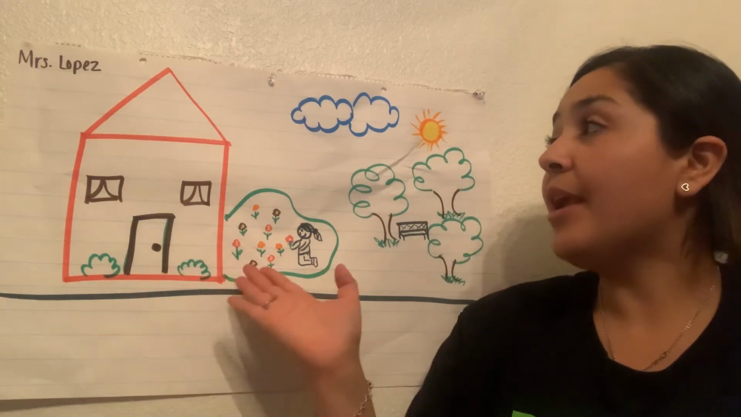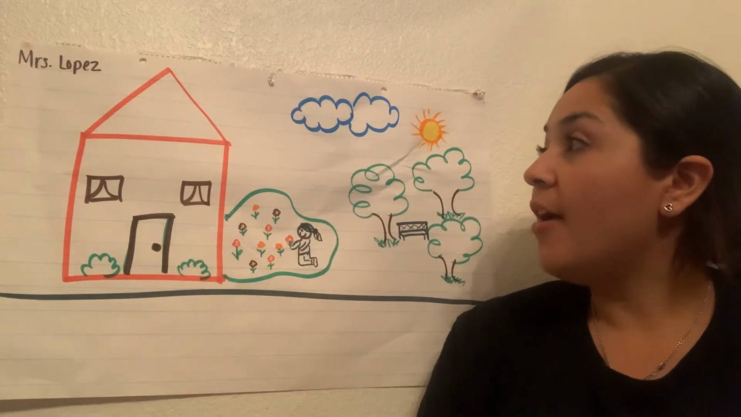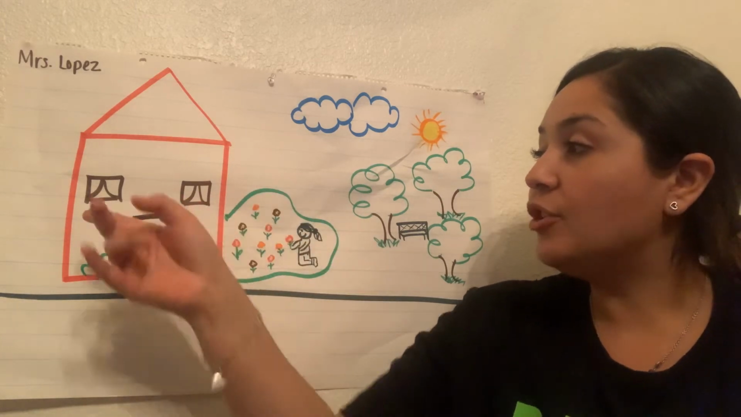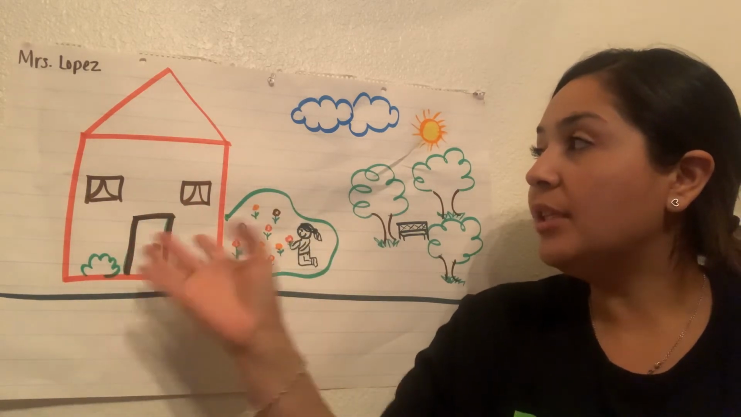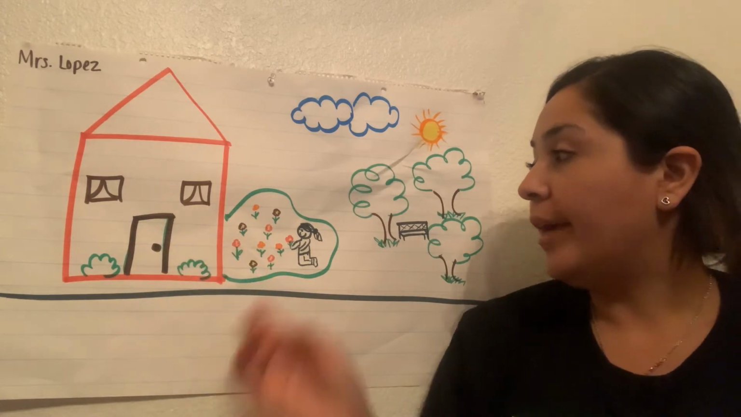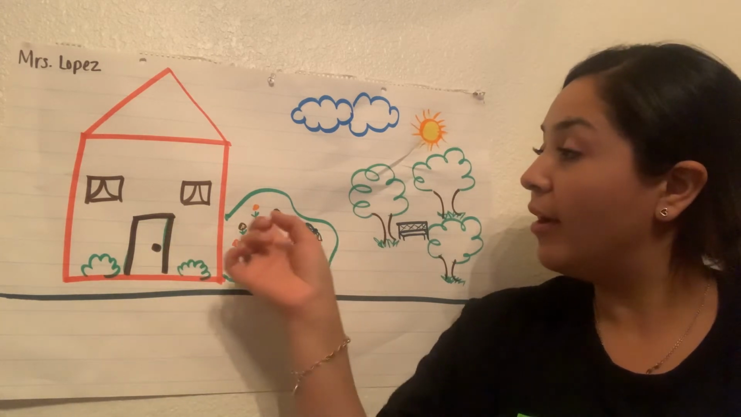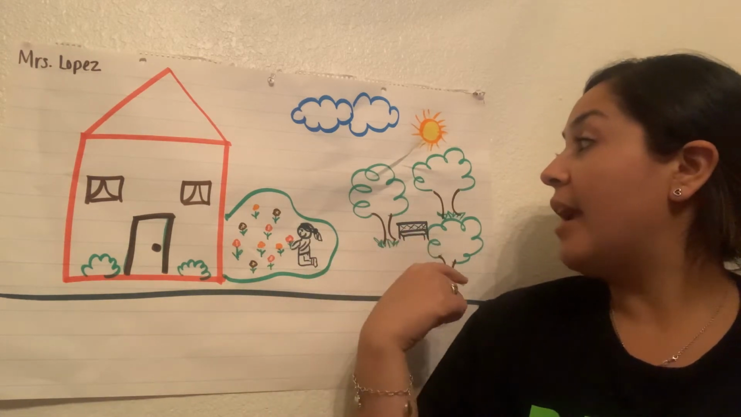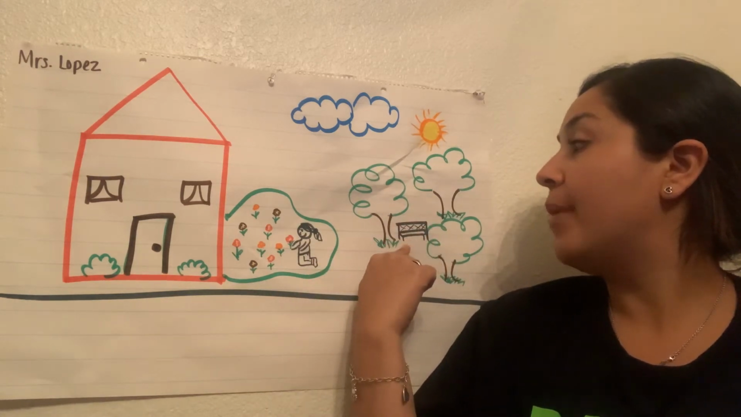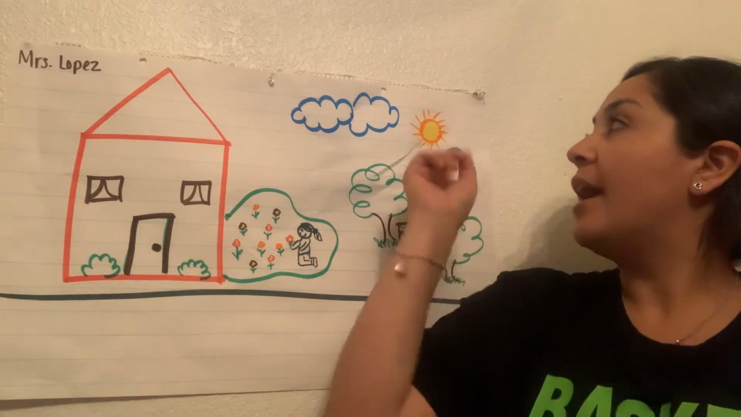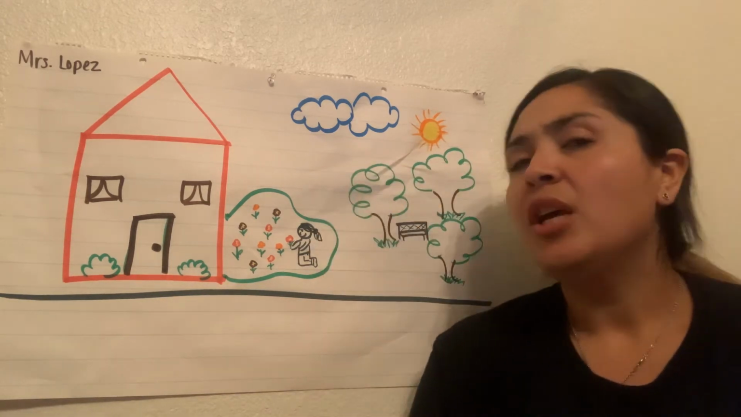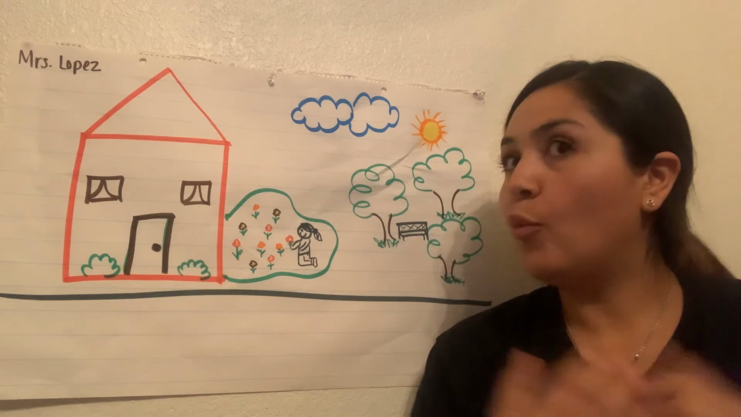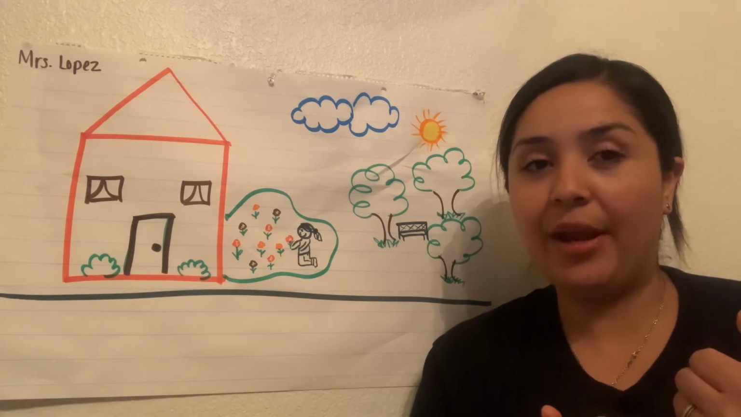Okay, so right here I have a drawing of my house. I added some details to my house. I drew some windows, some bushes, and of course my door. I drew myself with some flowers in my garden. Then I have some trees and a bench, grass. I added a sun and clouds. So I added details, and you can kind of see what I like to do in the spring.